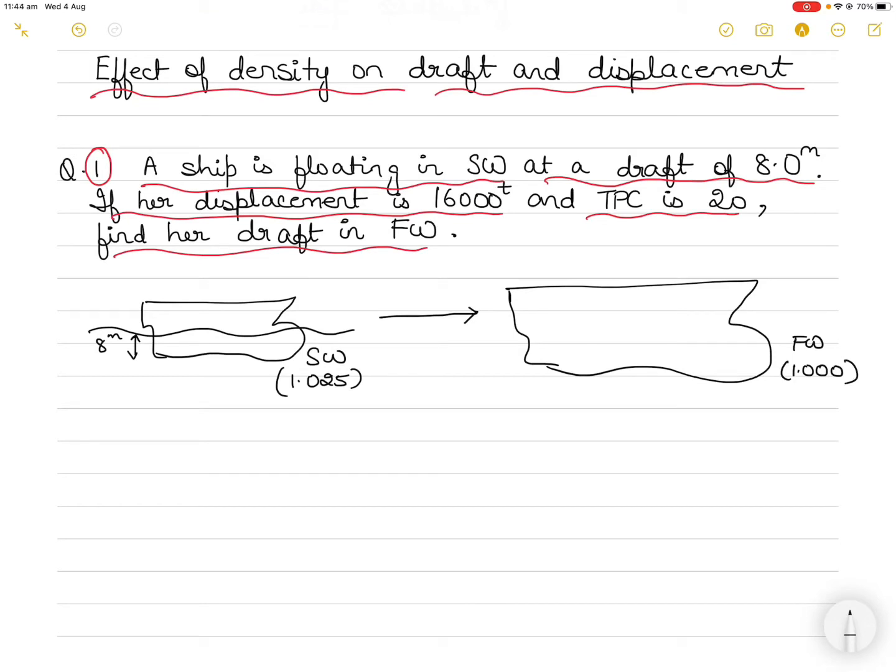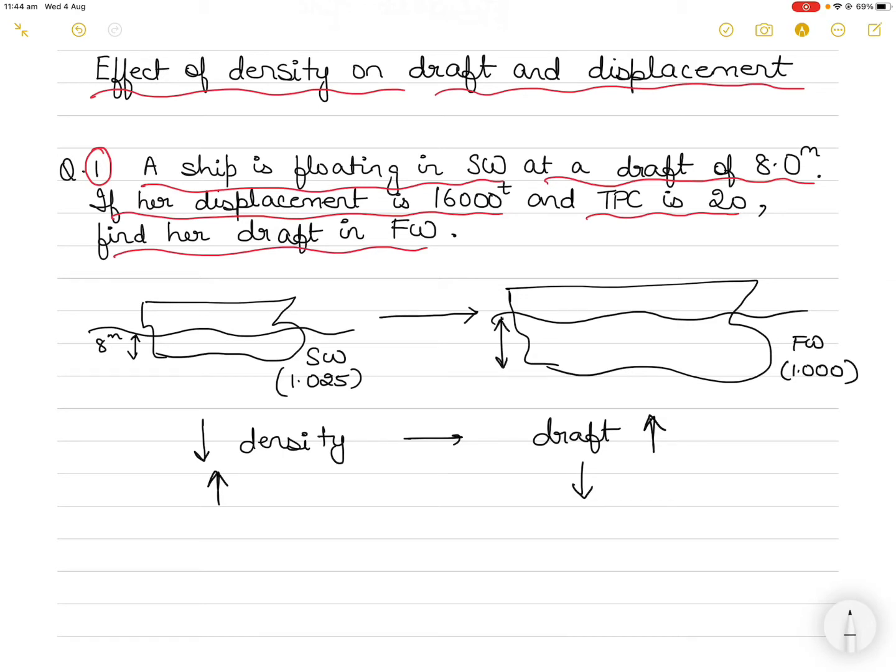Now, as the density of the water lowers, there is a relationship between density and draft, right? So as the density lowers, the draft increases, and as the density increases, the draft lowers. So in this case, because the salt content is lowering, the density is lowering, the draft of the vessel should increase ideally. So the draft will become more than what it was when it goes from seawater to freshwater.